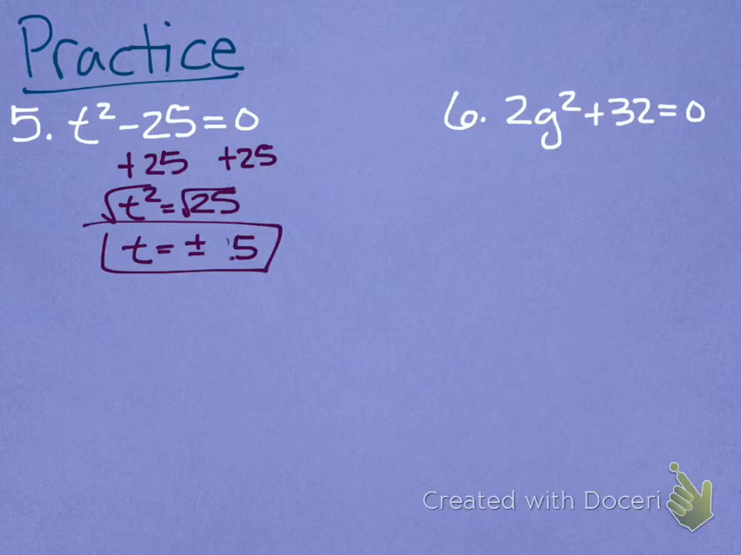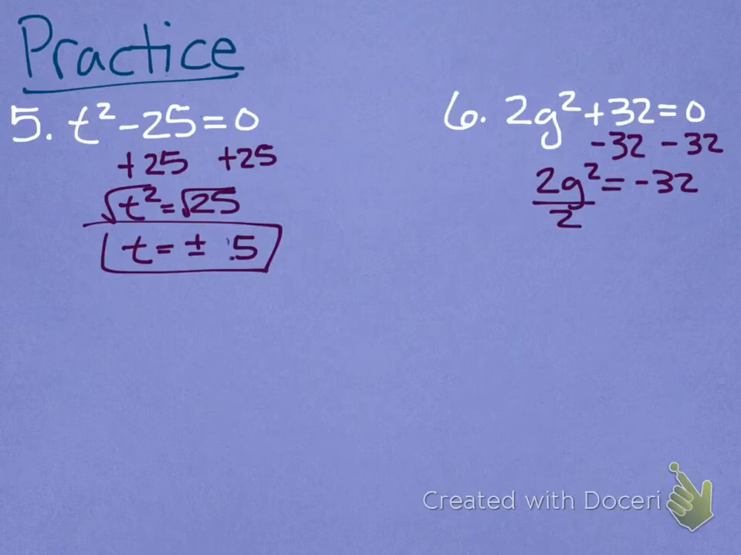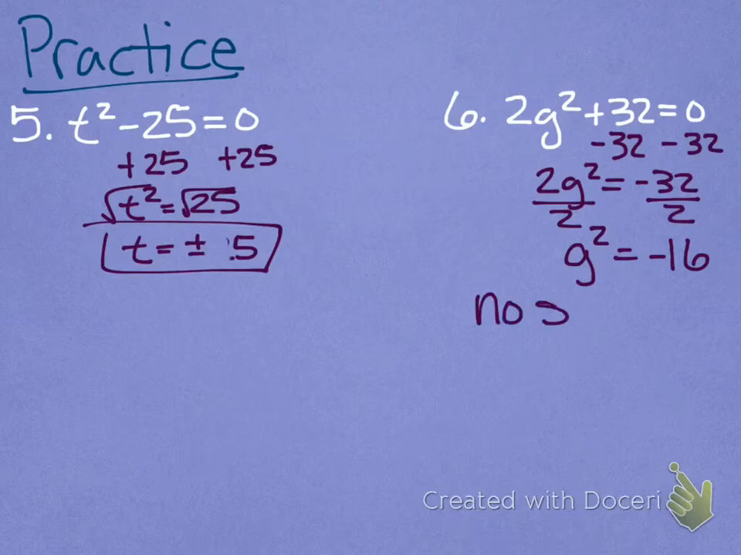Moving on to problem 6, we're going to subtract 32 from both sides to get 2g squared equals -32. Then we're going to divide by 2 on both sides to get g squared equals negative 16. So something I want you guys to notice here is we cannot take the square root of a negative number. So because this gives us an undefined answer, our answer here is no solution.